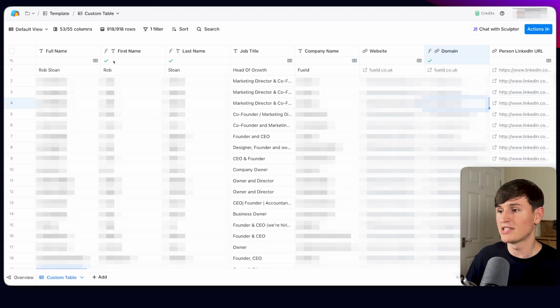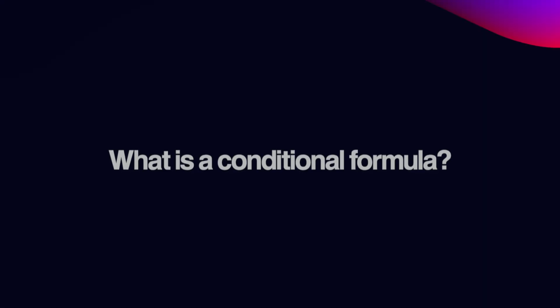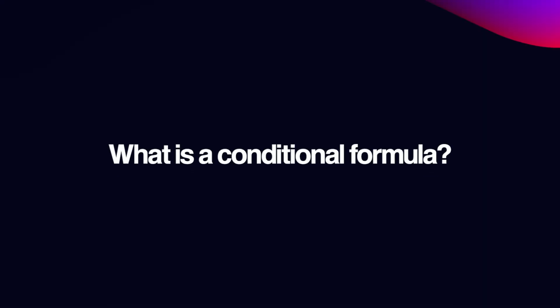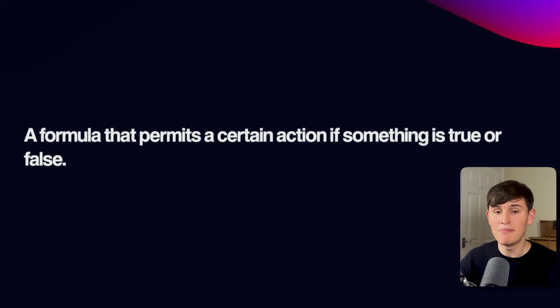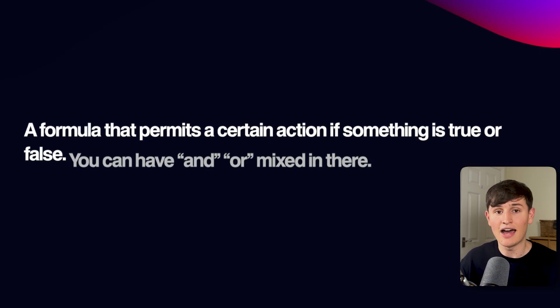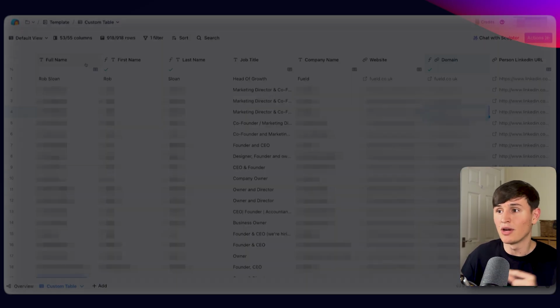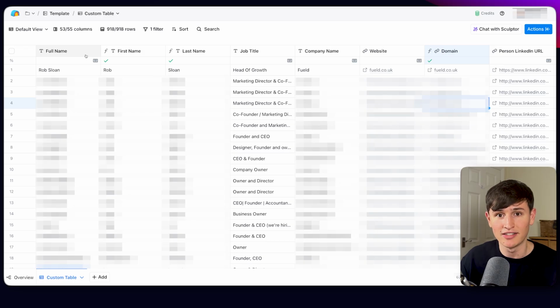I've got an example table here which greatly exhibits how effective conditional formulas can be to reduce your costs and get the most out of Clay. So what is a conditional formula, first of all, you're probably asking? A formula that permits a certain action if something is true or false. You can have and/or mixed in there, but in general, that's the idea of when you use conditional formulas. A certain action is going to happen based on a condition that I set.